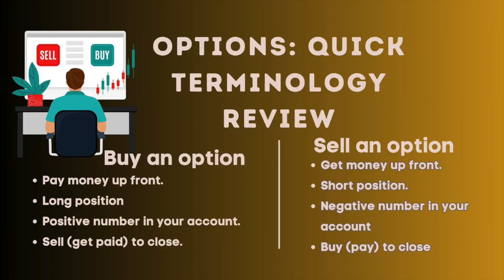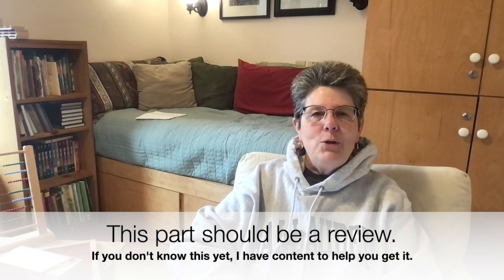First, a quick reminder about terminology. When you sell an option, you receive money up front. It's called a short position. It shows up in your account as a negative dollar amount until the contract expires or is assigned. The negative number represents the amount you would need to pay if you decided to close the contract and end your obligation. When you buy an option, you pay money up front for it.